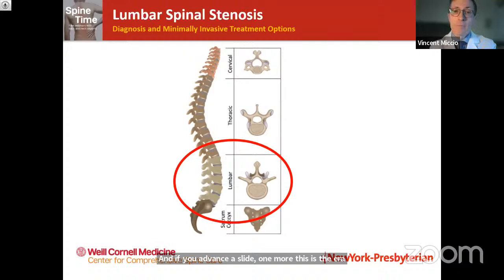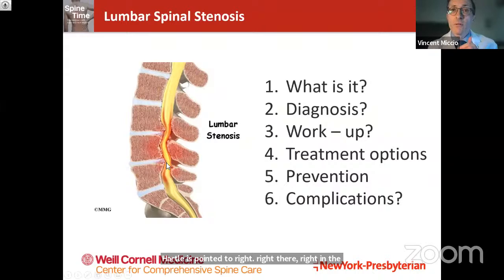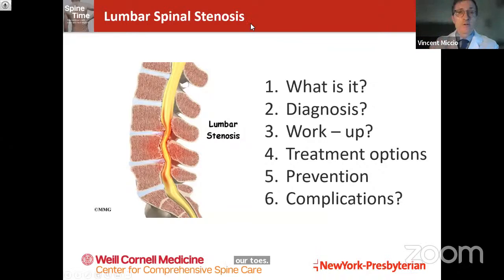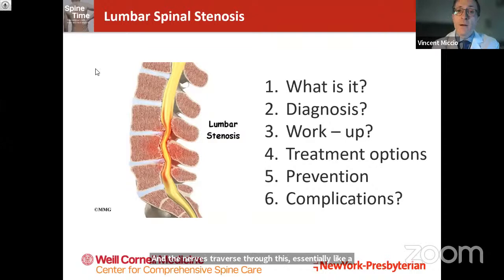When we talk about lumbar stenosis, we're talking about narrowing around the nerves. That's what stenosis is. It's about narrowing around the nerves of the central canal, which Dr. Hartle is pointing to right there, right in the center area. If we look at the spine from the side, this is what spinal stenosis looks like. All of our nerves start up in our brain and travel downwards all the way to the tips of our toes. The nerves traverse essentially like a tube within the spine, and that's called the central canal. When that central canal becomes narrowed, that's when people develop symptomatic lumbar stenosis, as depicted here.